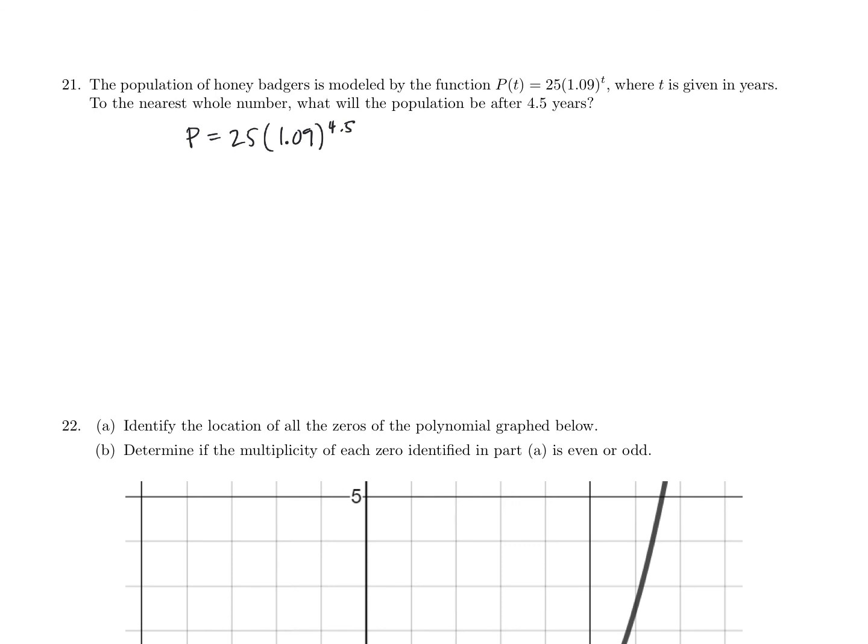When you plug it in, it says to the nearest whole number, so make sure you round appropriately. You will get 36.8. So to the nearest whole number, that would round up to 37. So 37 honey badgers.